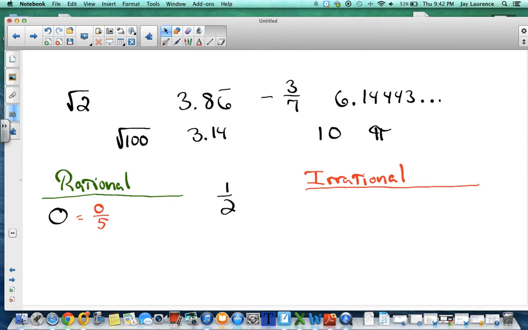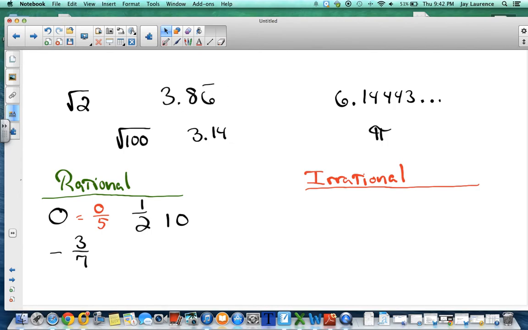1/2. That's 2 integers being divided. That's a fraction. That's a rational number. -3/7. There's 2 integers being divided. You can think about it as -3 divided by 7, or you can think about it as 3 divided by -7. But they're rational. 10 is rational.